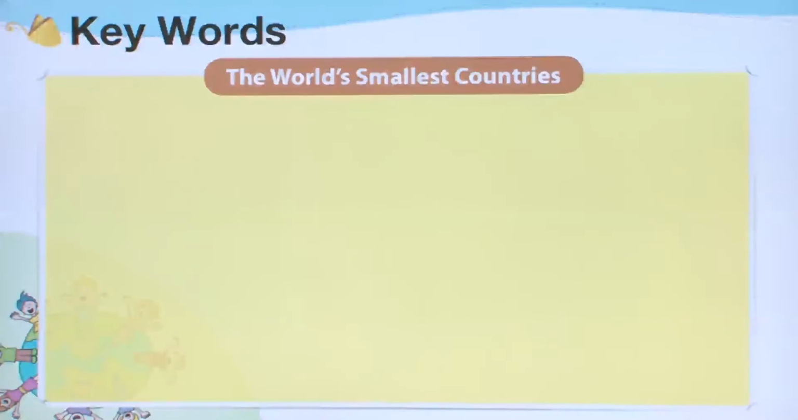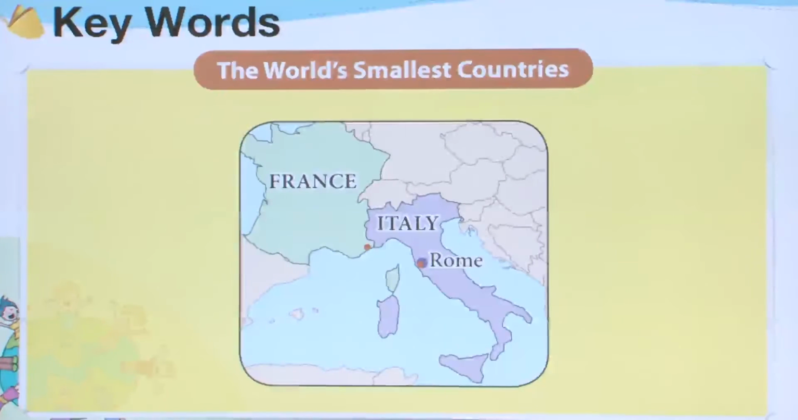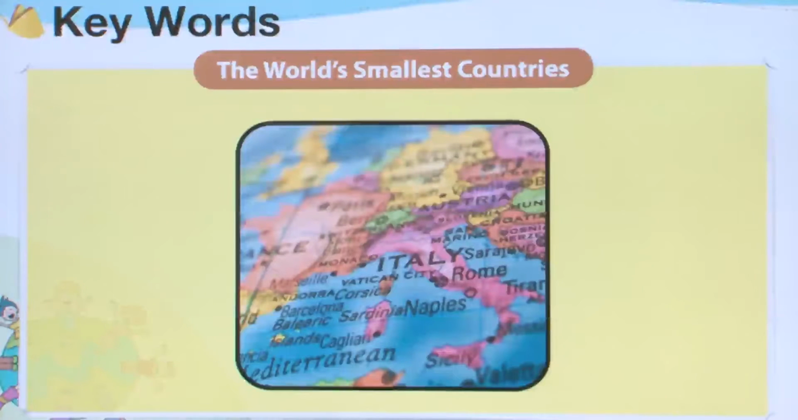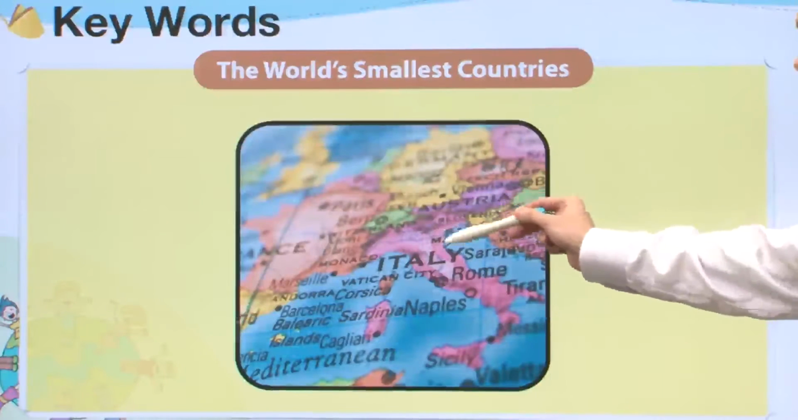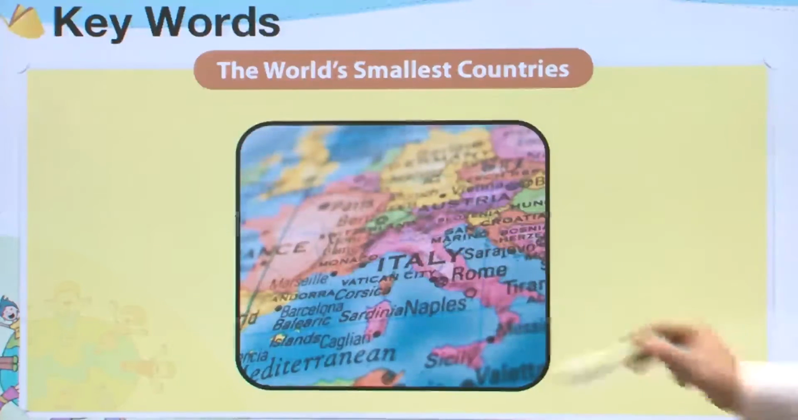Now, let's move on. The world's smallest countries. Do you know the smallest countries? Now, look at this map. Look at this map carefully. There's Italy, Rome is the city, and there's the country of France. Now let's look at another picture. That's the same picture. There's Italy, the city of Rome, and France is over here, the same.